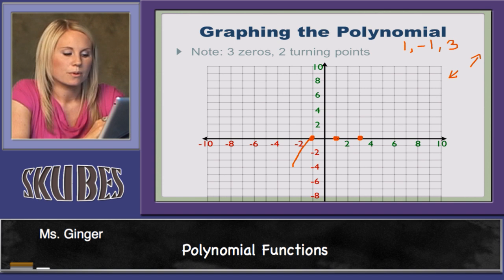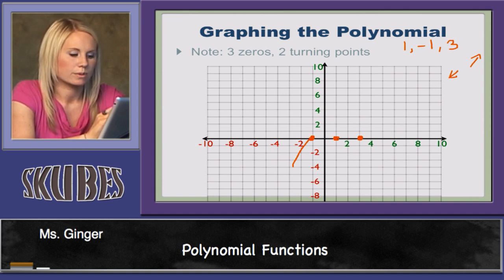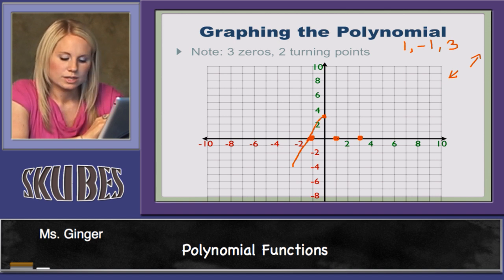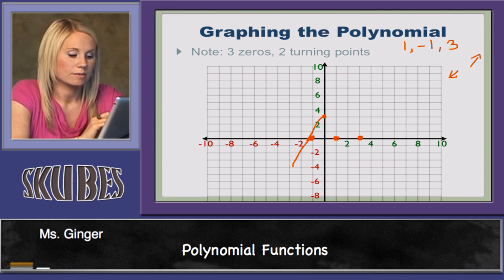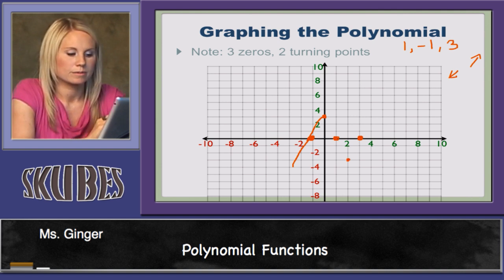Now we tested a couple points. We tested 0 and we got 3. So we know it's going to at least go up through this point here. And then we also tested the point 2, or the x value 2, and we got a matching y of -3. Go plot that one.